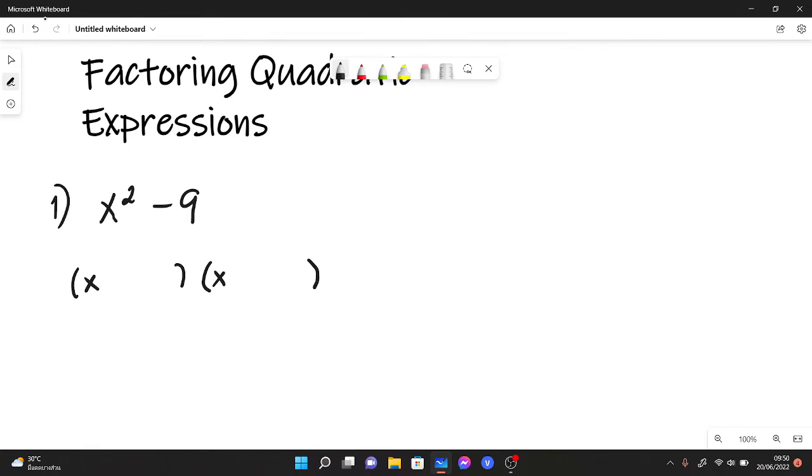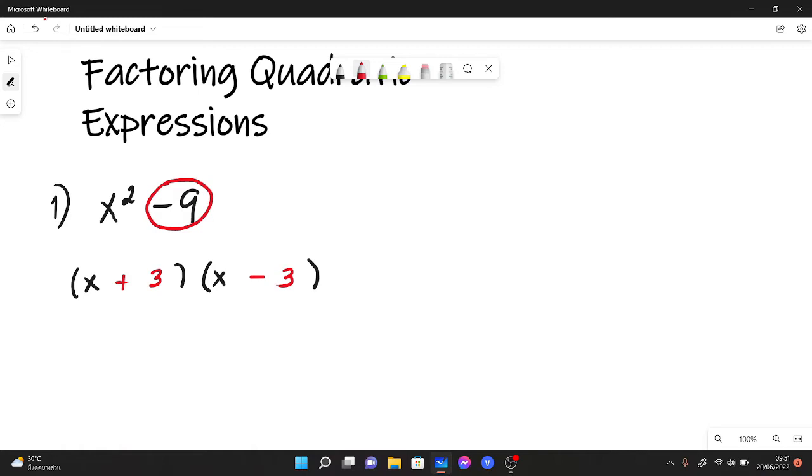Now this negative 9, to factor it should be one positive and one negative. And this 9 is a perfect square number. So we have 3 and negative 3.